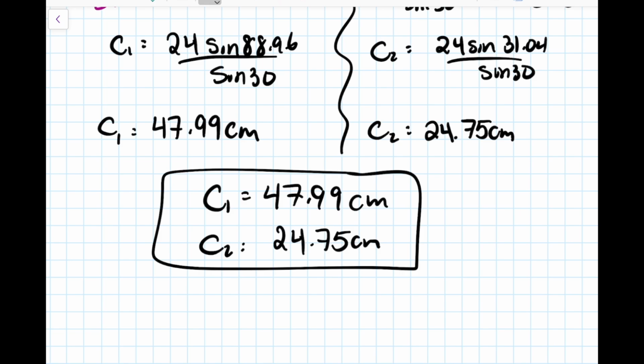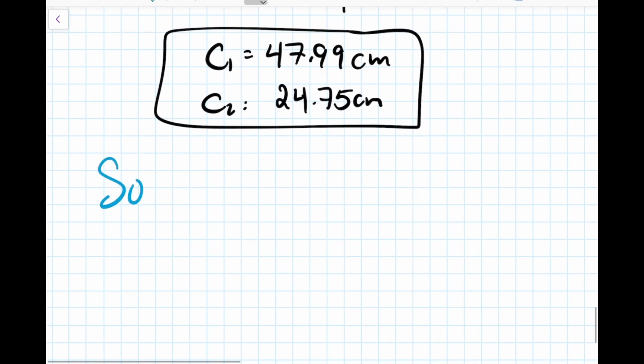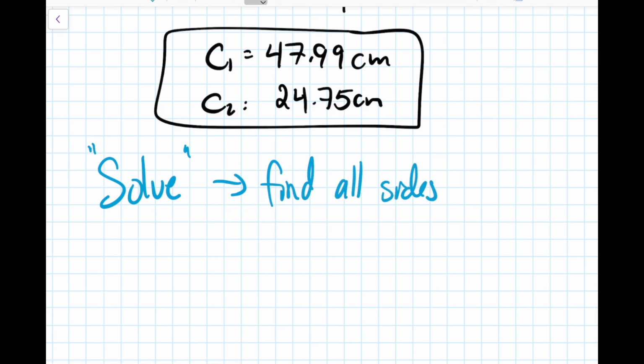I just want to clear up the last couple of things before I wrap this video up. So first up, if a question ever tells you to solve a triangle, that just means find all sides and angles. So that's what we just did, right? So this question that we just finished, we solved that triangle. We solved it twice, right? So we found all the sides and all the angles for both versions of the triangle. So if you ever see solve, that just means find everything you can.